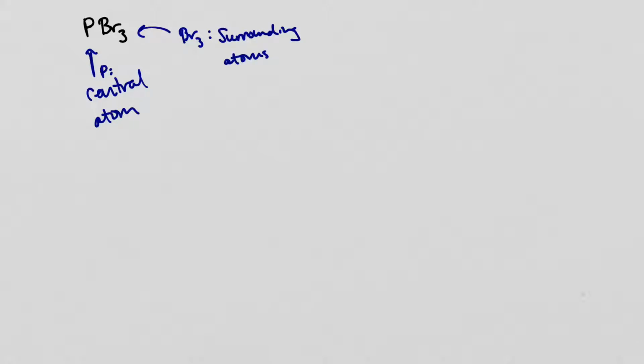So we're going to start with PBr3, okay, PBr3. Remembering that the first one written here is going to be our central atom, and our Br3 will be our surrounding atoms. So let's draw that in right now. We're going to put our P down in the center, Br, Br, Br.